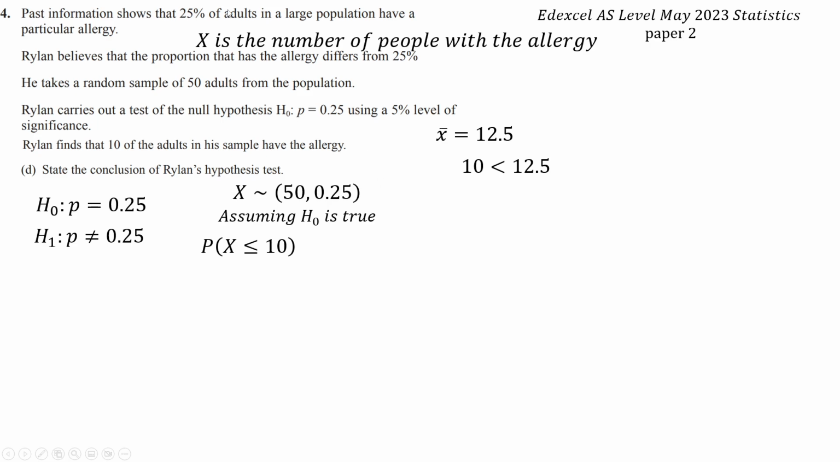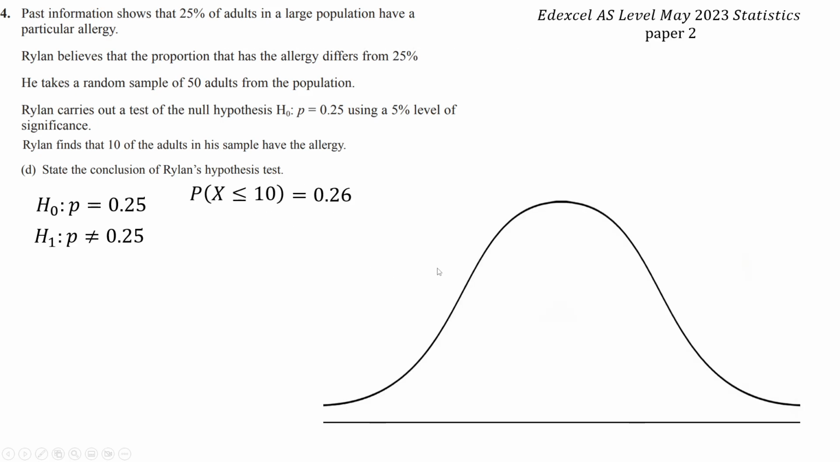We need to define the test statistic. So X is the number of people who have the allergy. So that's 0.26, putting it into your calculator. Remember, go to 4 decimal places. I've not, just because it's easier for me to write it like this. The curve looks something like this. It's actually probably skewed, but this is just a rough sketch.